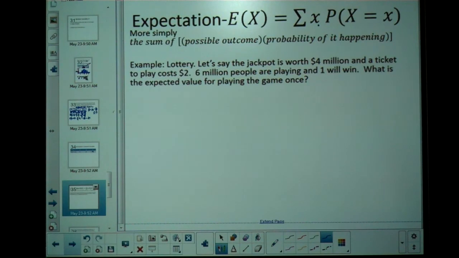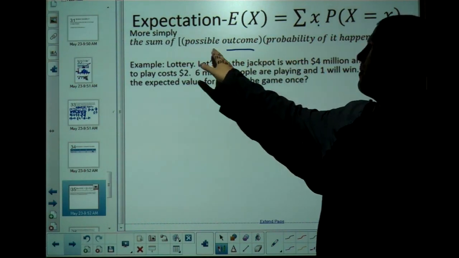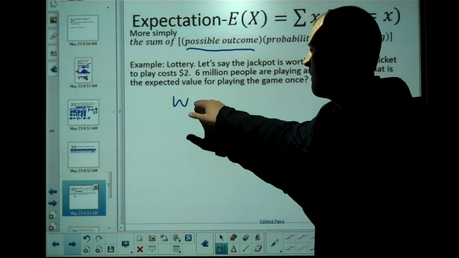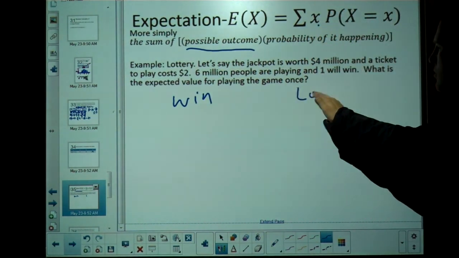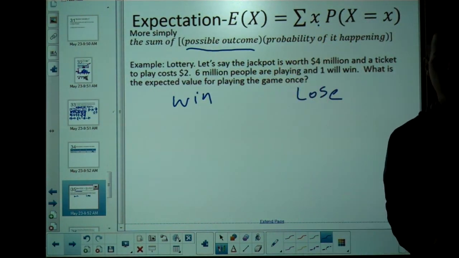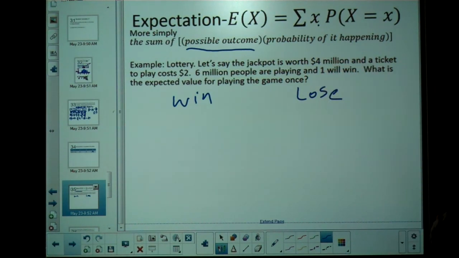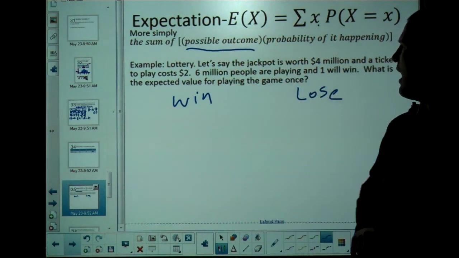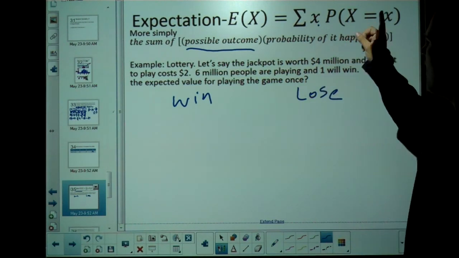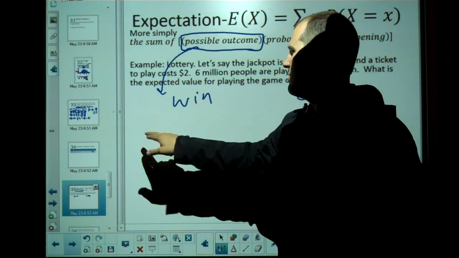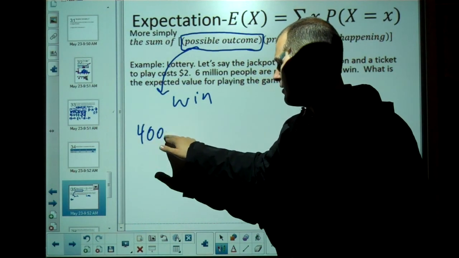So let's take a look. We have to understand what our possible outcomes are. This is a pretty simple one. If you play the lottery, only two things can happen. You can win, or you can lose. So in a situation like this, it often helps me organize it if I write out what the outcomes are. I could win. Well, if I win, how much money do I get? I get $4 million. So that is the outcome on this first one. It's winning $4 million.